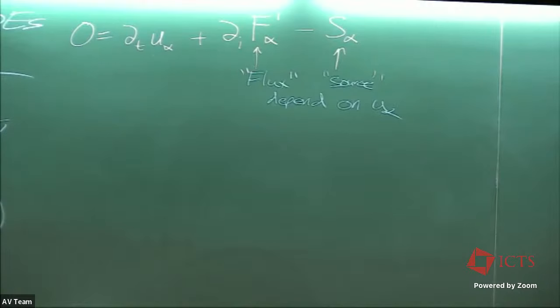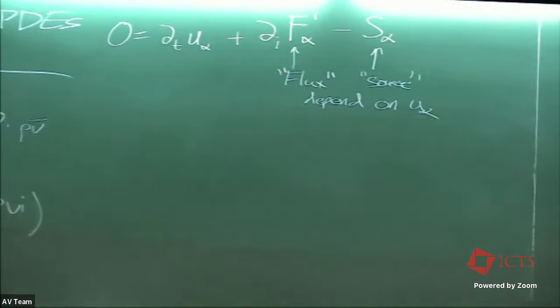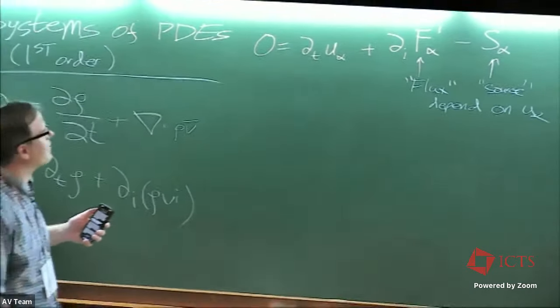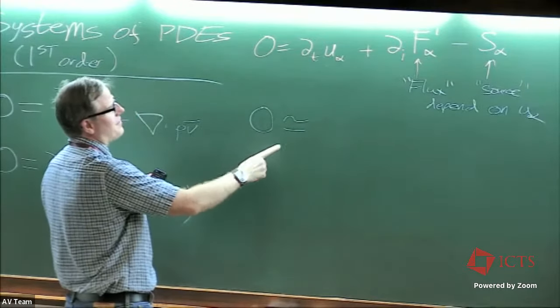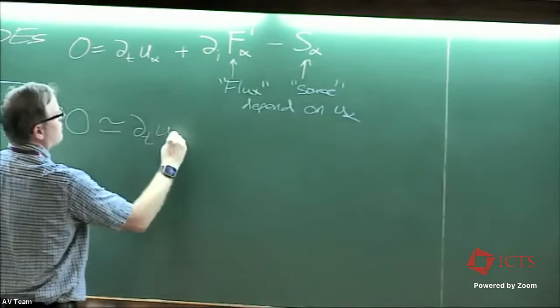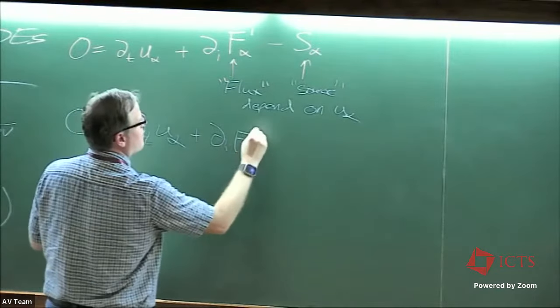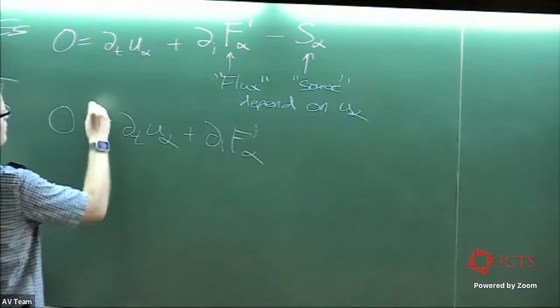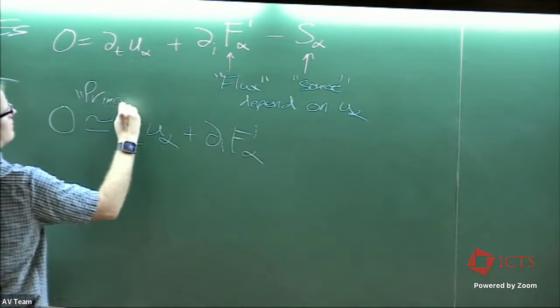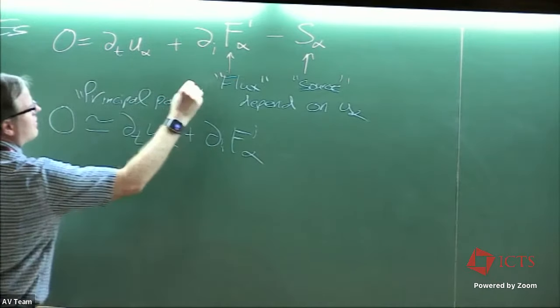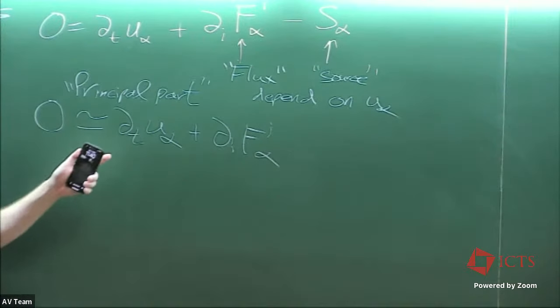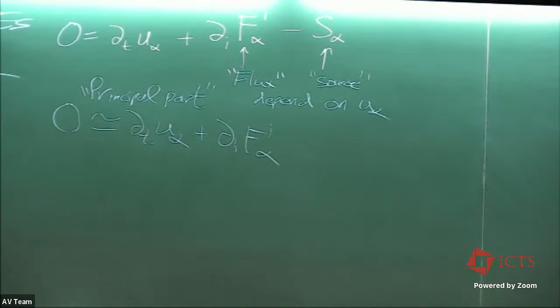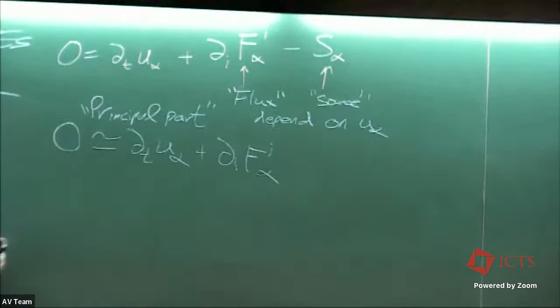Now, there's a second kind of equation that I want to show you. But before we get there, let me just point out one thing. Sometimes in the literature, you'll see things like this. I don't know exactly how to pronounce this squiggle equals sign. Maybe you could say zero is kind of equal to partial t u alpha plus the divergence of the fluxes, but forget the source terms. This is called the principal part. So the principal part is just the derivative terms. Sometimes you'll see that used to show some properties about the system. That might come back later, but just in case I say that by accident, I wanted you to know what that was.